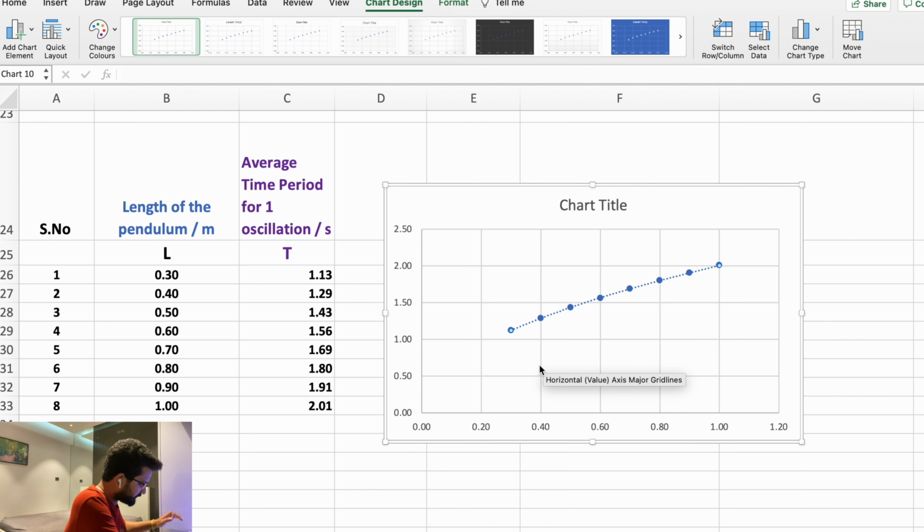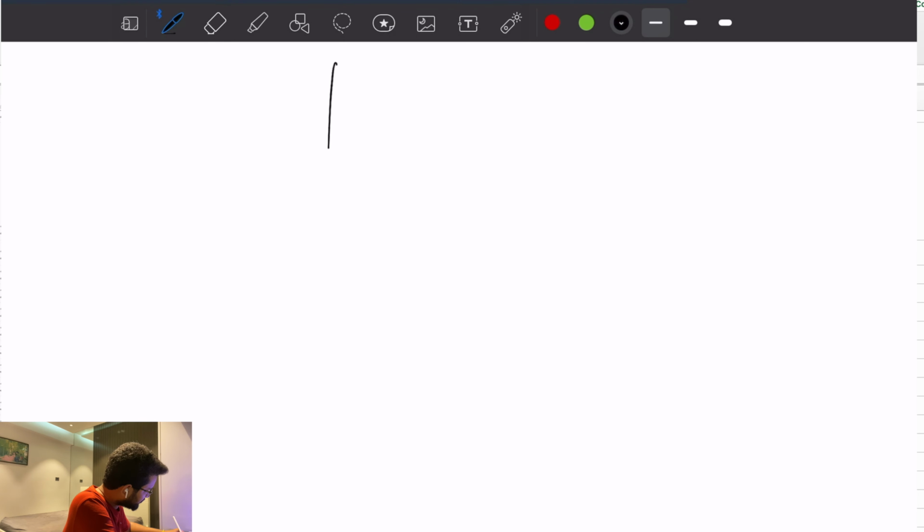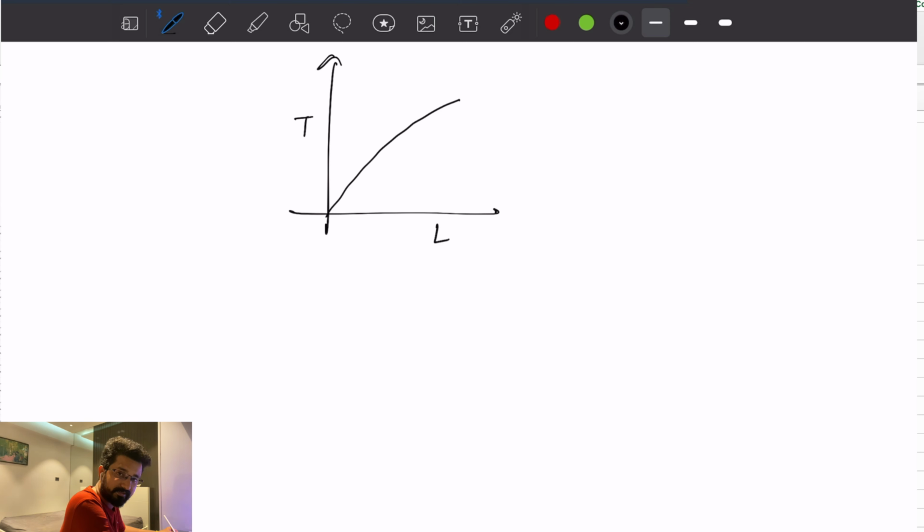Let me start recording. Yes. So let's do a simple mathematical calculation. Over here you can see the graph that we got is not a straight line, but basically a curve like this, right? On the y-axis we have the time period of the simple pendulum, and on the x-axis we have the length of the pendulum. That gives us a relationship that T is directly proportional to L to the power of n.